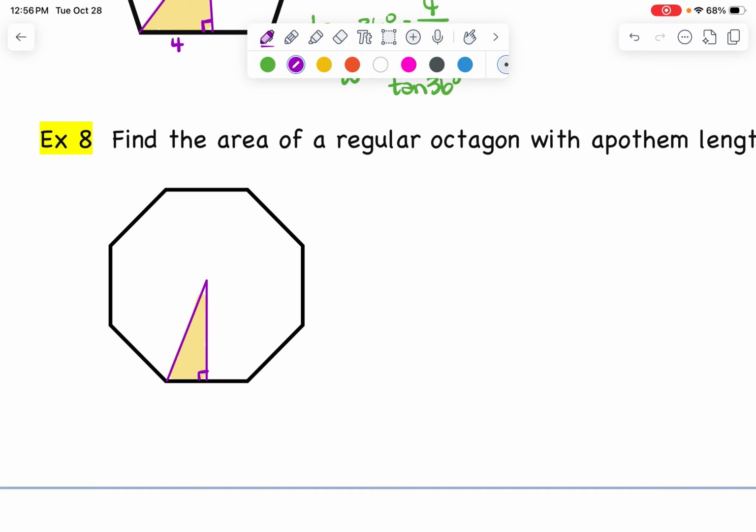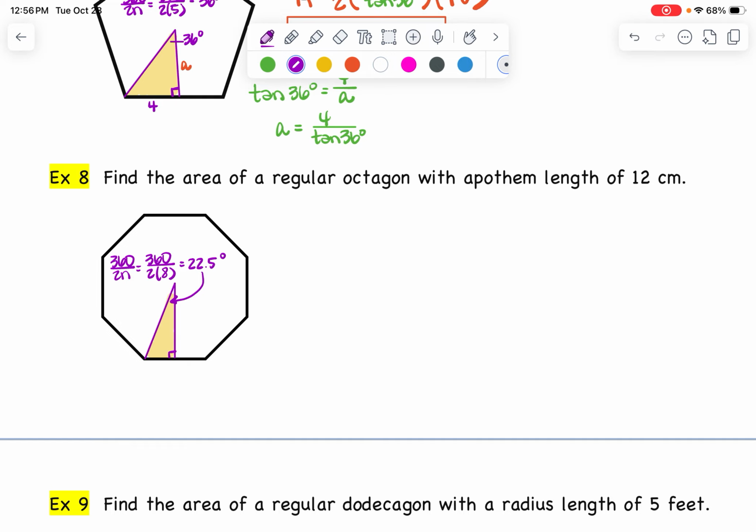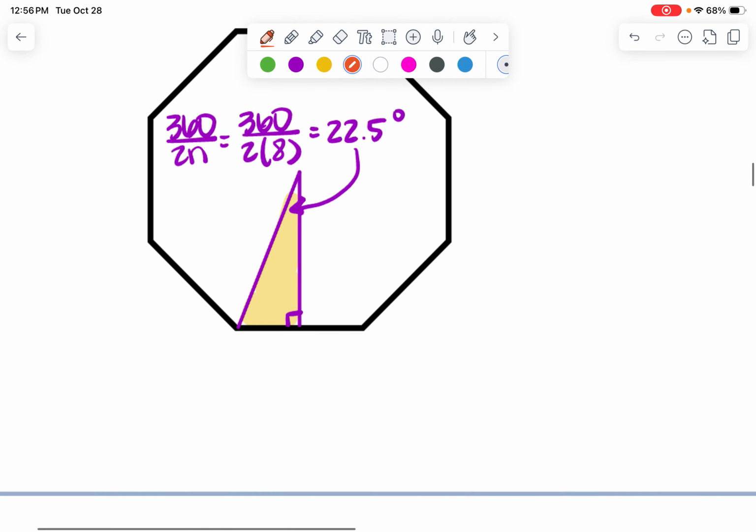I am going to have to find that top angle, so I'm going to do 360 divided by 2n. It's going to be 360 divided by 2 times 8, so 360 divided by 16, which gives us 22.5 degrees. Once you do a lot of these problems, you're going to start memorizing these top angles. It's all the same. All right, what else do we know? The apothem length, ooh, nice. They gave us the apothem length is 12.